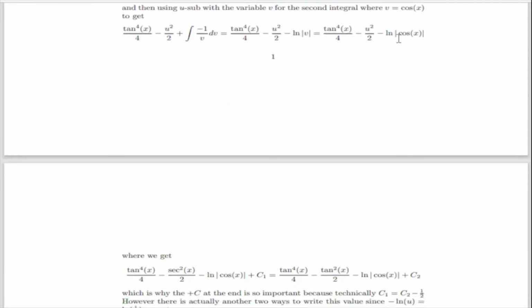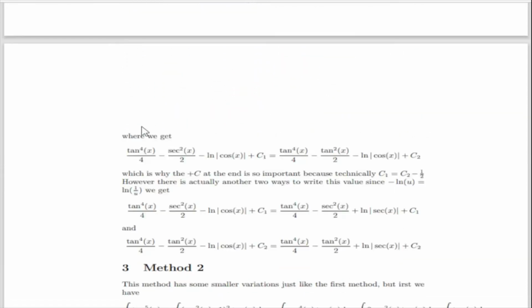And the ln is absolute value, where we get tan to the fourth of x over 4 minus secant squared of x over 2 minus ln the absolute value of cosine x all plus c1, which is the same as tan to the fourth of x over 4 minus tan squared of x over 2 minus ln of the absolute value of cosine x plus c2. And that's why the plus c at the end is very important, because technically c1 equals c2 minus a half.